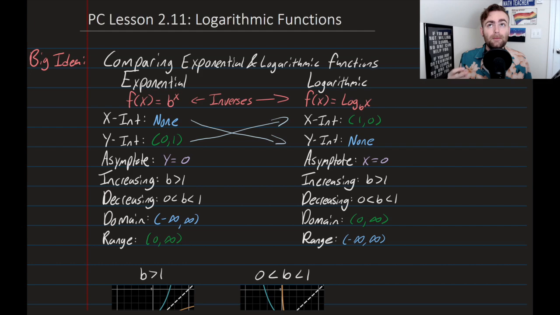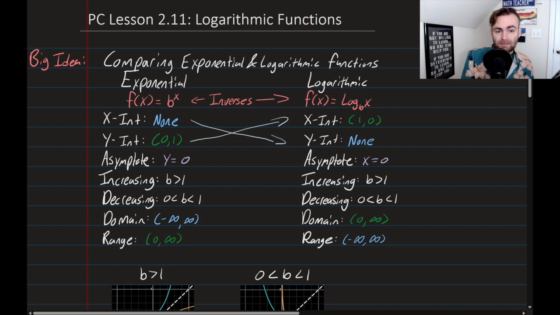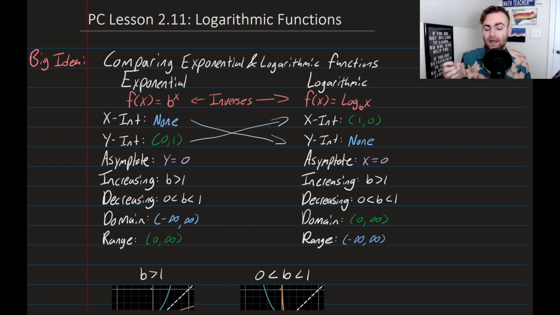Increasing and decreasing, because they mirror each other, those actually stay the same. If the base of the exponential is greater than 1, it's increasing always in its entire domain. The same thing is true for a logarithmic function. It's increasing as long as its base is greater than 1 for its entire domain. Decreasing, same thing. If the base value is between 0 and 1, it's decreasing on its entire domain. Logarithmic functions, 0 to 1 as its base, also decreases on its entire domain.